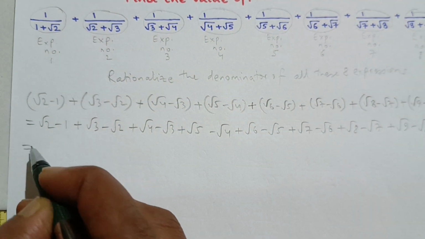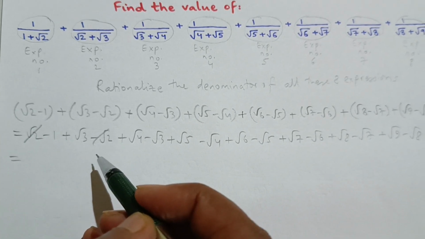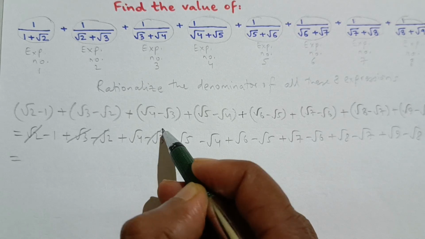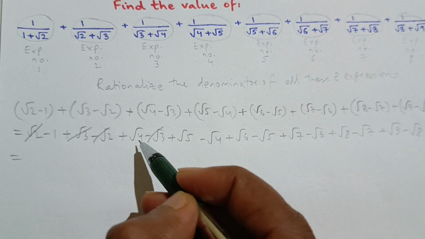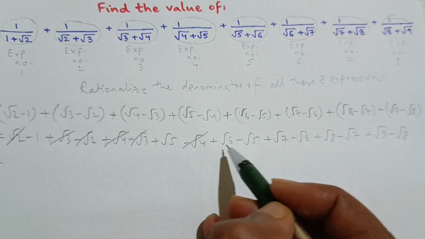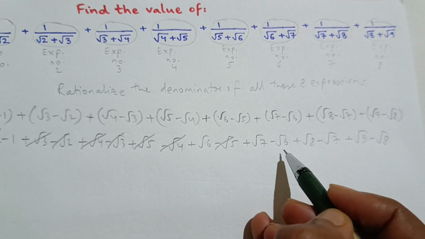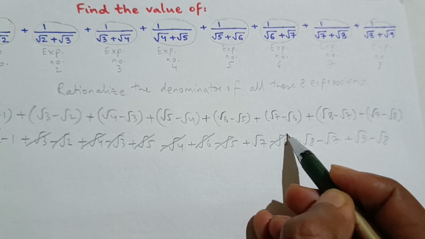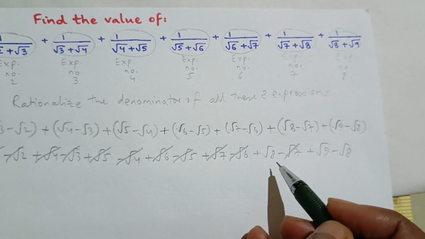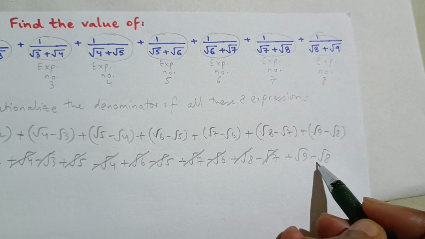And this is what? Square root of 2 minus square root of 2 cancel with each other. Square root of 3 minus square root of 3 cancel with each other. Square root of 4 minus square root of 4 cancel with each other. Square root of 5 minus square root of 5 cancel with each other. Square root of 6 minus square root of 6 cancel with each other. Square root of 7 minus square root of 7 cancel with each other. Square root of 8 minus square root of 8 cancel with each other.